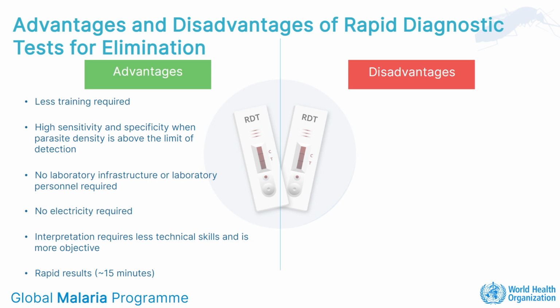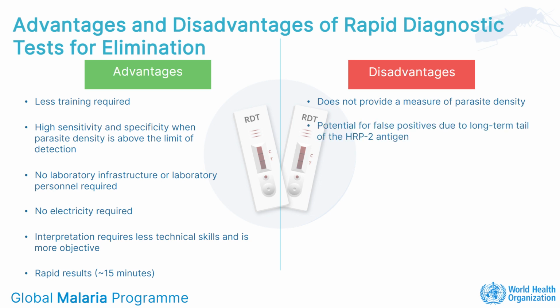Now, for the disadvantages. RDTs are qualitative tests. They tell you whether a person is positive or negative for malaria, but they cannot tell you the density of the parasite infection. The antigen used for the RDTs, particularly the HRP2 antigen, can be detected for a long time after the infection is cured. So this test cannot be used to monitor patients' response to treatment.